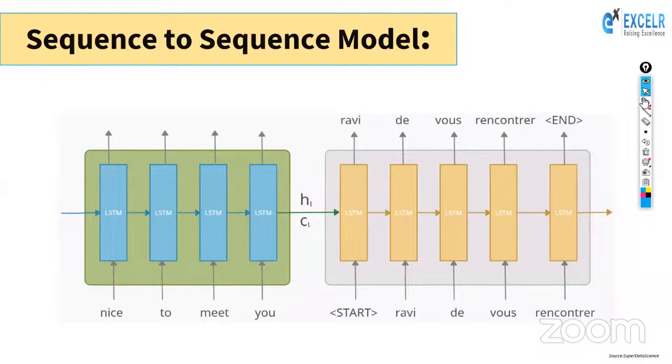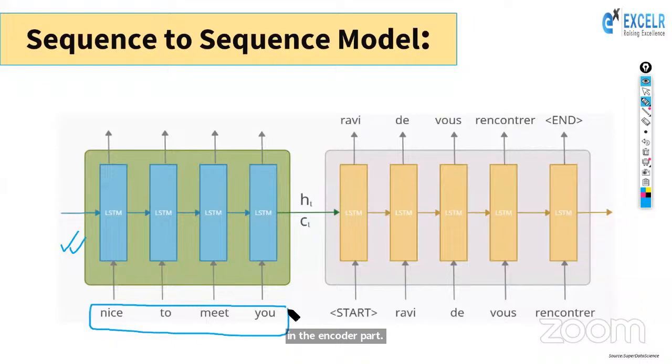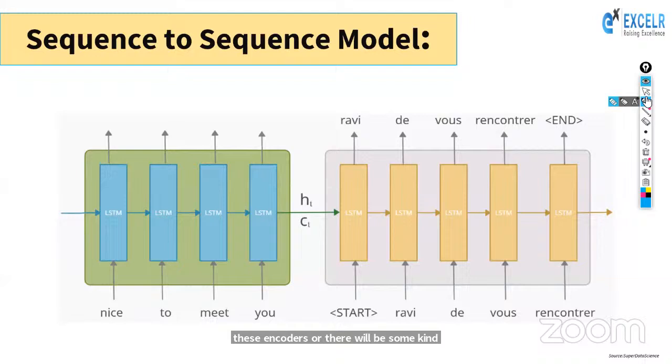Okay, cool. So I have a question, guys. Here you can see in the encoder part, we are providing these words as input to the encoder. What do you think? Do we provide these words directly to the encoder, or is there some kind of technique we apply?